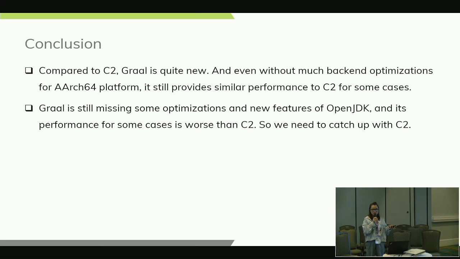But Graal is still missing a lot of optimizations and OpenJDK new features. And its performance for some cases is still worse than C2. So we need to catch up with it. So I think with more optimizations added for AArch64, Graal's performance will be compelling in future.